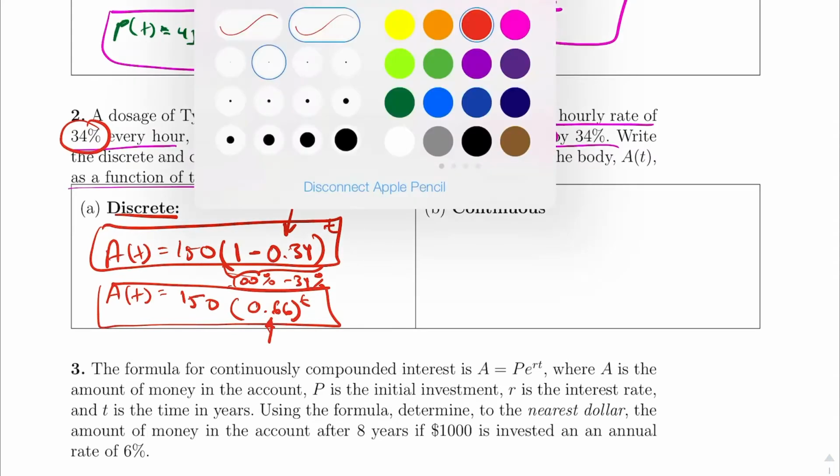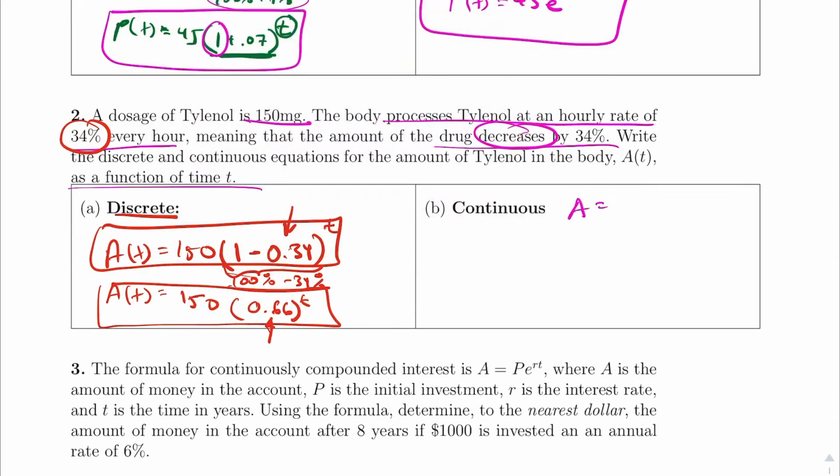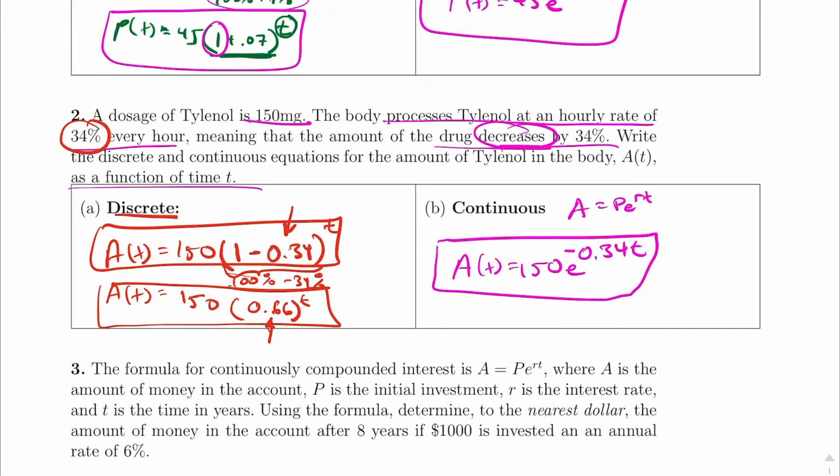The continuous formula, though, is always going to be written in the form A equals P e to the RT. So we have A of t is equal to P, 150, times e to the 0.34t. Now, hopefully you notice there's a mistake here. Because it's decreasing by 34%, it's e to the negative 0.34t, and that's important to keep in mind. Otherwise, we'd say the amount of Tylenol would be increasing.